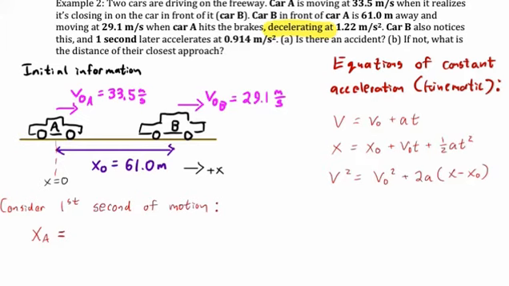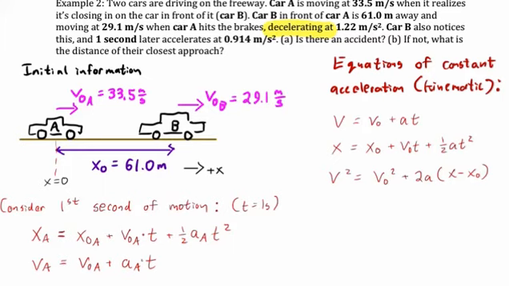So x A is just going to be x naught A plus v naught A times time plus 1/2 acceleration for A, that's a sub uppercase A, times time squared. The t for all of these first equations is going to be t equals 1 second, because we're just finding out what happens after the first second. I also want to find the velocity of A after the first second. That's going to be v A, and that's going to be v naught A plus a sub A times t.